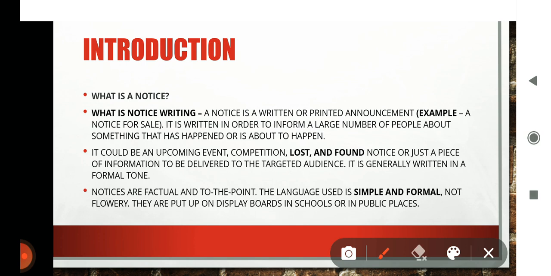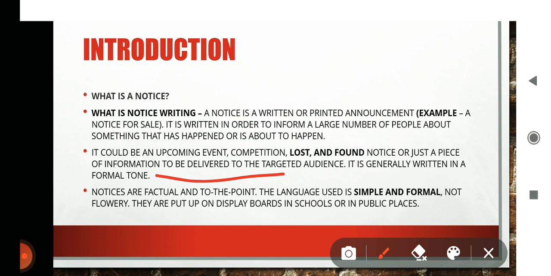So what is the intent behind writing a notice? What is our intention, that should be known first. Because first the content should be ready, first the audience should be ready, and at the last, after considering all the points, we write the notice. It could be an upcoming event, competition, lost and found notice, or just a piece of information to be delivered to the targeted audience.